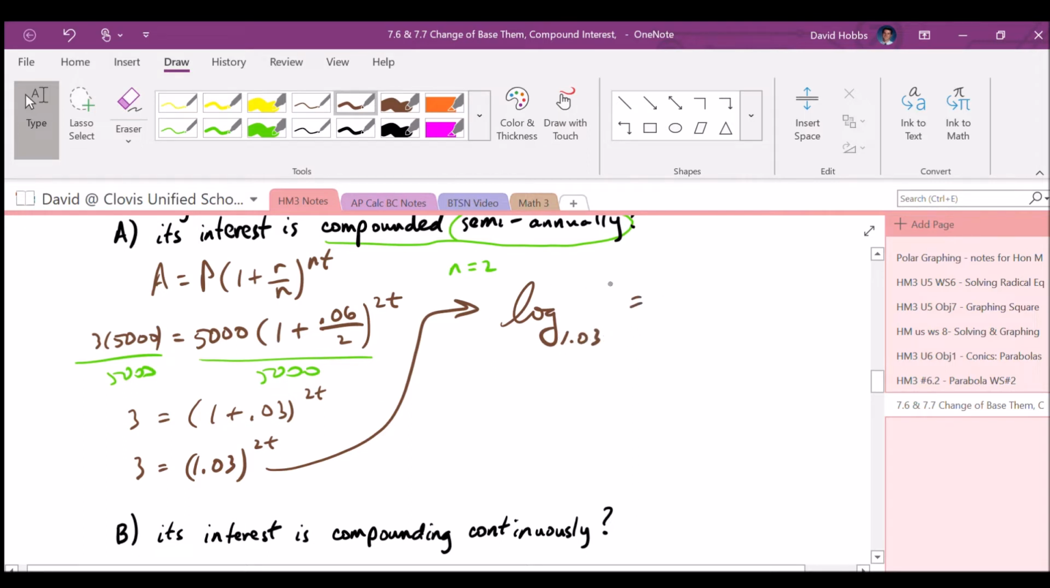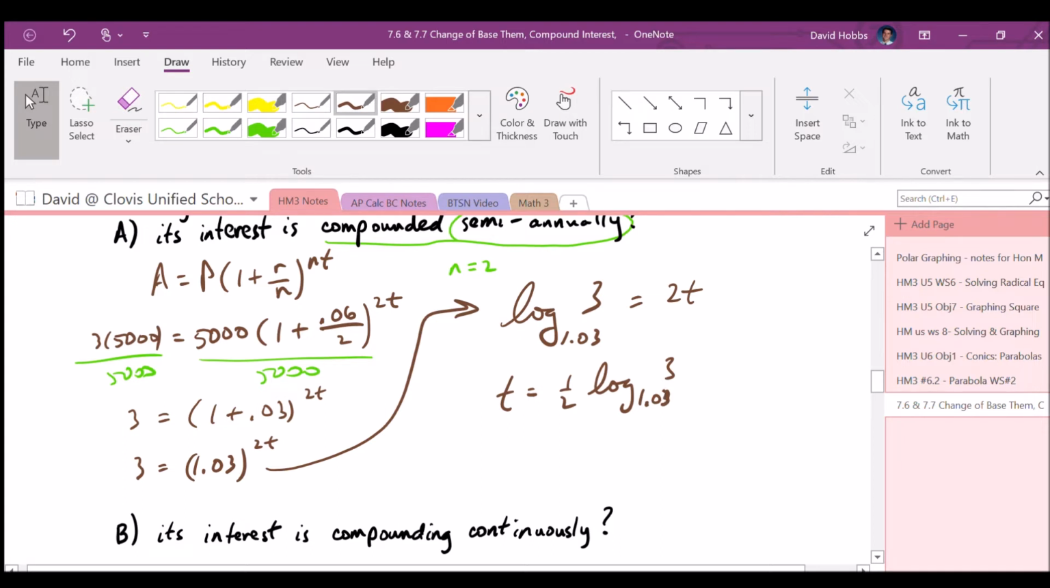Where's the equal sign? There's the equal sign. 2t goes on the other side so that I could do the definitional logarithm, 1.03 to the 2t power, and then the 3 would go right there. The only thing left to do to solve for t is to divide by 2 or multiply by 1/2. So t is 1/2 log of 3 base 1.03.